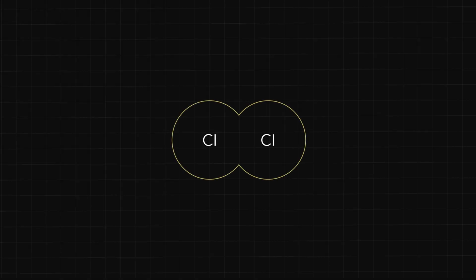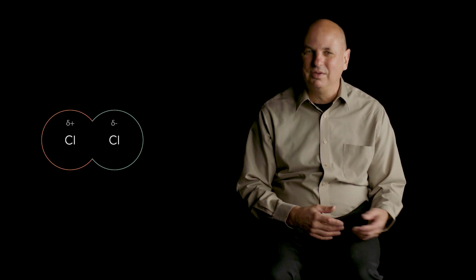The chlorine atoms have the same electronegativity, so electrons are shared equally. There are no permanent partial charges and no permanent dipole moment. But notice I slipped the word permanent in there. This is because the electrons can temporarily fluctuate, favoring one chlorine over the other. This leads to temporary partial charges and a fleeting dipole moment that points to the left at one moment and then to the right at the next.